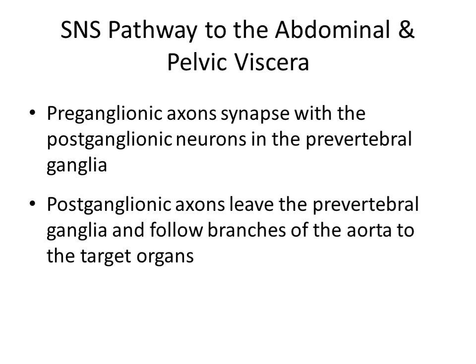So the preganglionic axons synapse with their postganglionic neurons in a prevertebral ganglion. It is called prevertebral because it's anterior to the vertebral column. The others are paravertebral because they are next to the vertebral column on either side. The postganglionic axons then leave the prevertebral ganglia and follow branches of our abdominal aorta to get to the target organs.